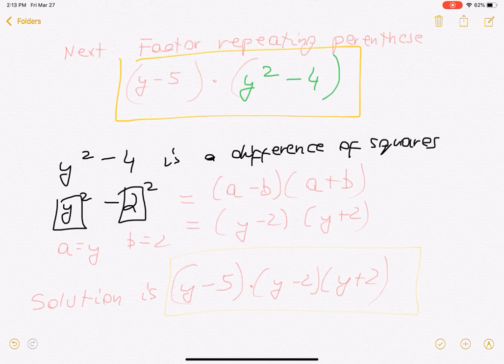Next, in the next video, I'm going to stop here. I'm going to talk about factoring perfect square trinomials, which is still section 14.5, and I will upload video 3.